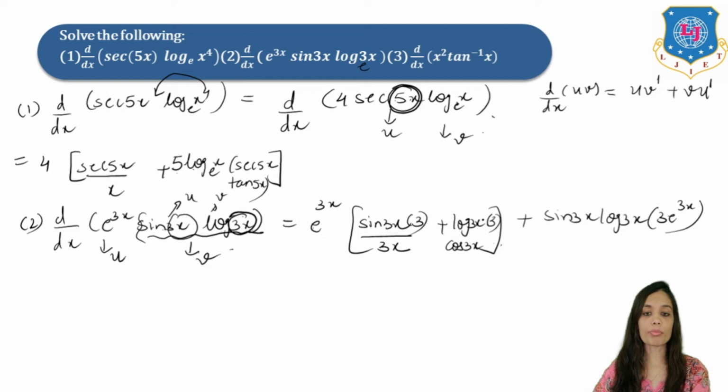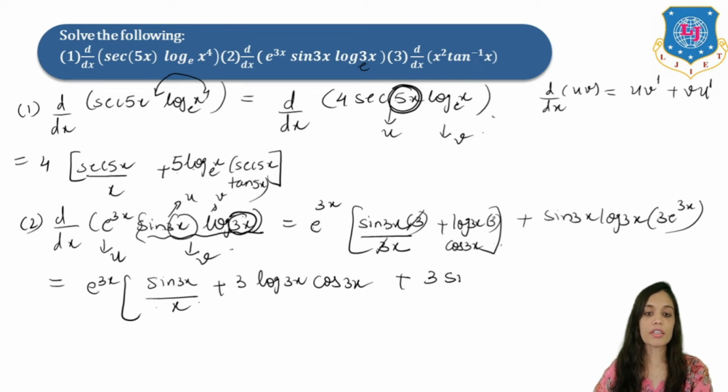So if I simplify this and write it out, this 3 will get cancelled out. So your final answer will be e raised to 3x. I can take out common. From here what will remain? Sine 3x upon x plus 3 log 3x cos 3x plus, I have taken this e raised to 3x outside, so plus 3 sine 3x into log 3x. Fine. So this is our final answer.